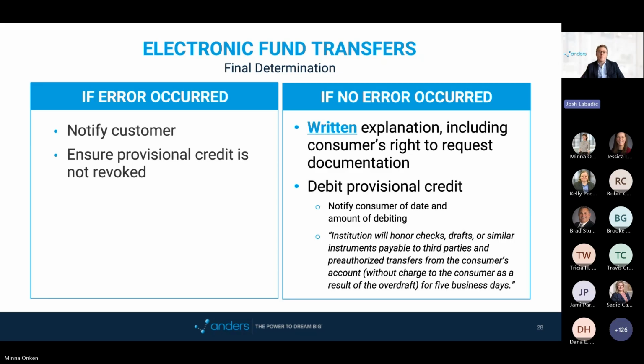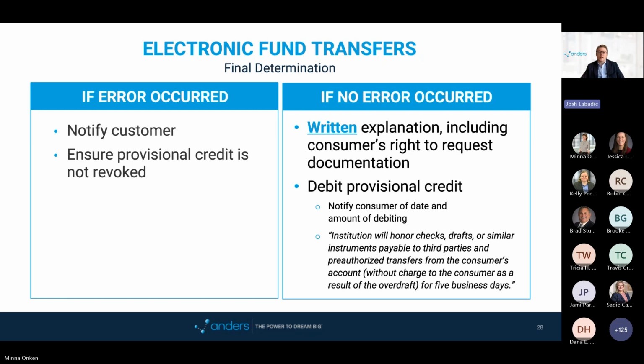If no error occurred or an error occurred differently than the customer originally alleged, either because your card processor determined it was authorized, your own investigation determined this, the merchant refunded, or the transaction never ended up posting, notify the customer in writing of the date and amount debited.